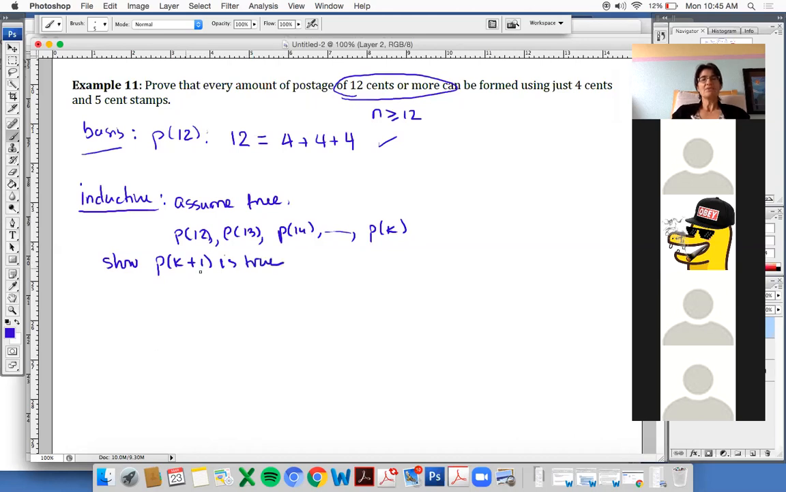All right. So we need to use not just the previous integer to prove that this is true. We might need to use all the ones that come before. The P(K+1) statement says that a postage, an amount of money of K plus 1 cents, can be written only using 4s and 5s. So we don't need 1s or 2s or 3s, just 4s and 5s, okay?